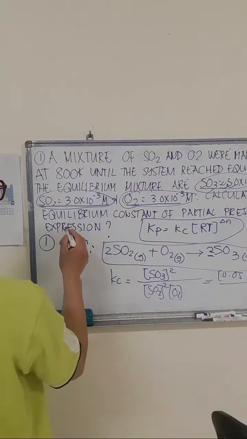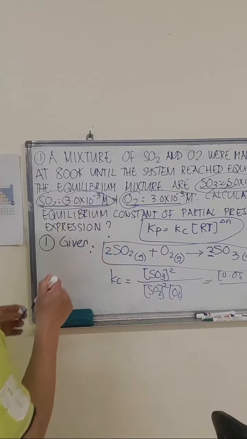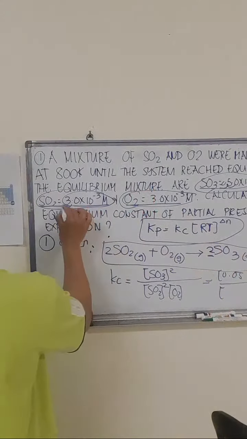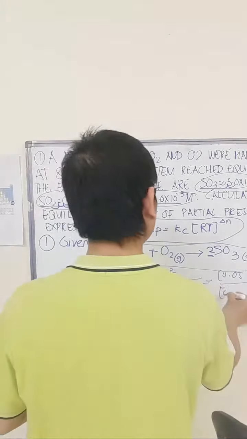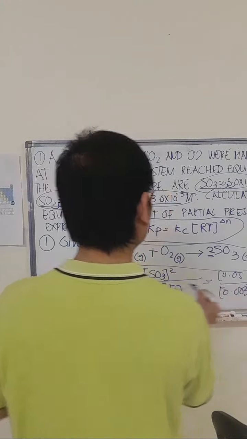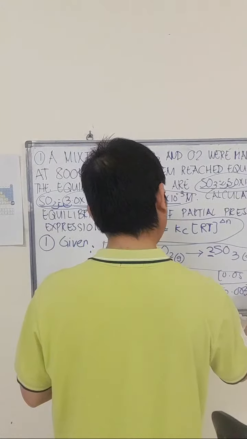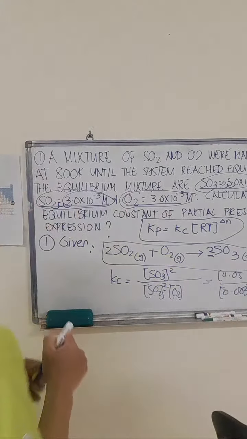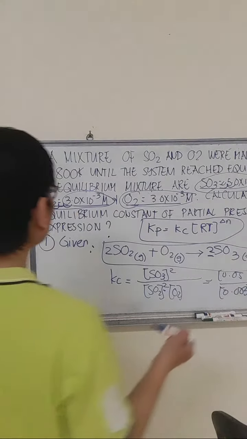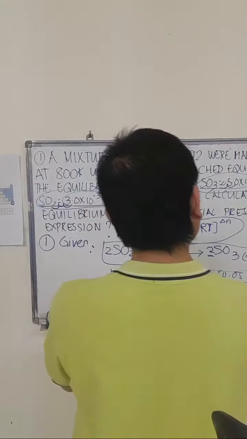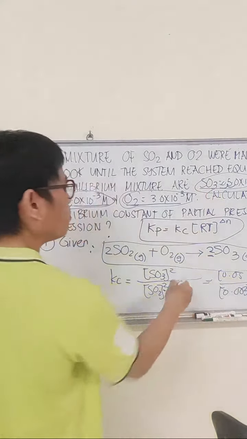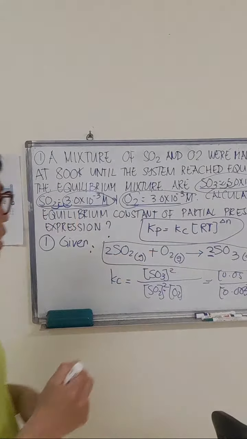SO2 is 3 times 10 raised to the power negative 3, so move 3 zeros to the left. 1, 2, 3. So it's 0.003 raised to the power 2 here in the formula. And then the other one is oxygen gas, which is 3.0 times 10 to the negative 3 molarity. So it's just the same, 0.003, without exponent because it's only 1 in the number of moles in the chemical reaction.